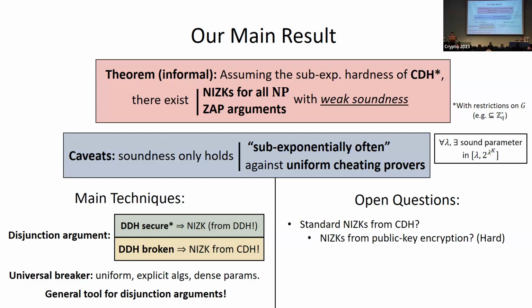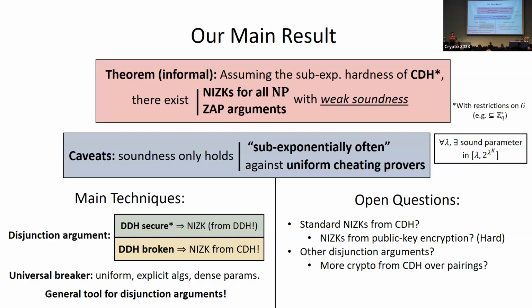As for open questions, the main open question from this work would be to either address more properly those caveats, or just find another construction that doesn't have them. And again, what we're shooting for in the long term is to build NISIC from public key encryption. But I would also be super interested in getting more out of this kind of disjunction argument.